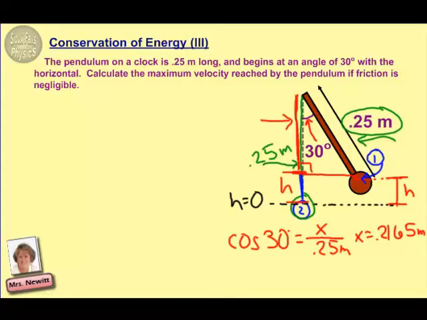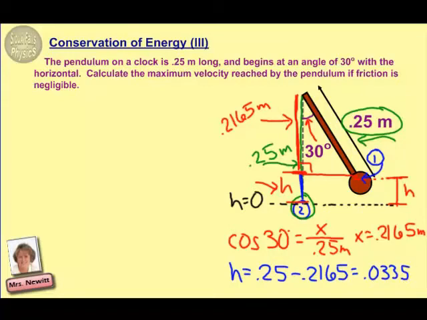With that side being 0.2165 meters here, we can find our height by subtracting from 0.25. So to find our height, we would take that full length of 0.25, subtract 0.2165, and we find a height of 0.0335 meters. Once we have that height value, now we can return to the actual conservation of energy part.